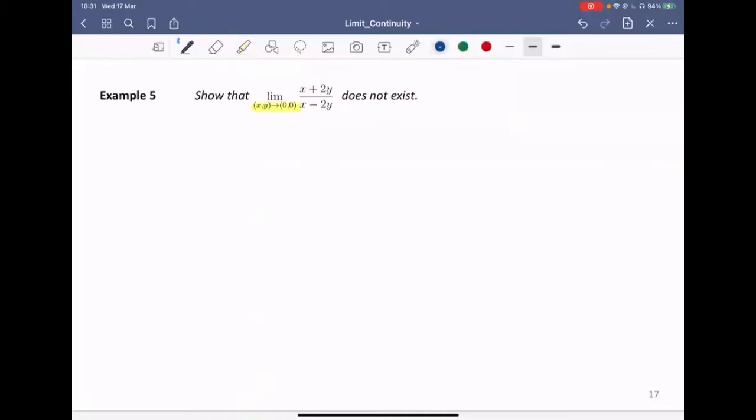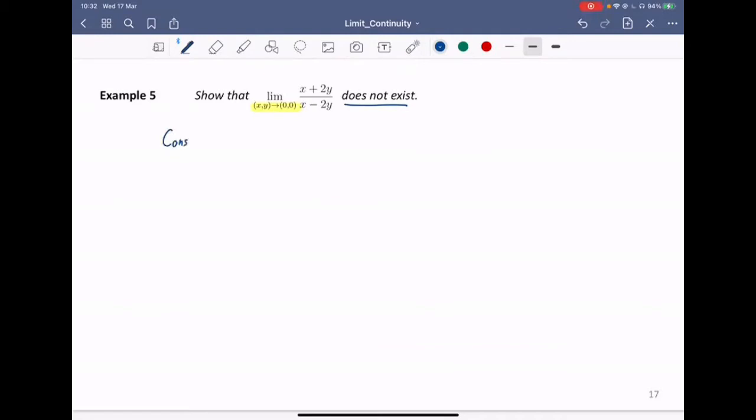First of all, let's think first. If you plug in (0, 0), does it work? You're going to get 0 times 2, 0 plus 2 times 0, and then 0 minus 2 times 0. Well, it's going to be 0 over 0. So I cannot conclude it by just plugging in. This is not good. All right, next. Because the question said does not exist, let's try to pick two different lines.